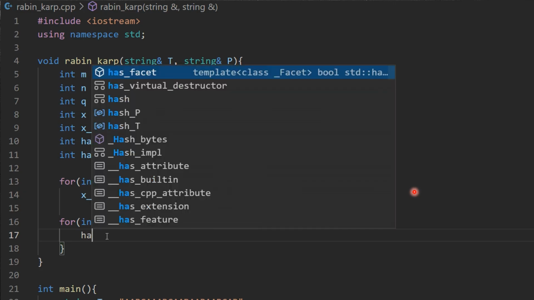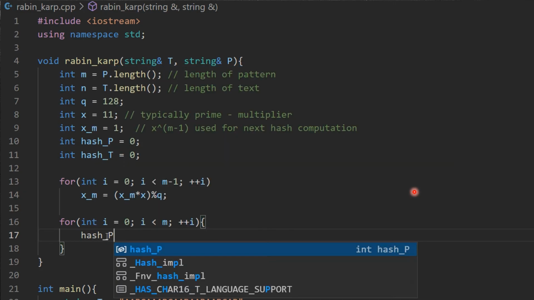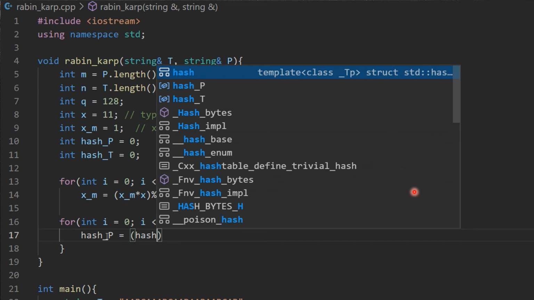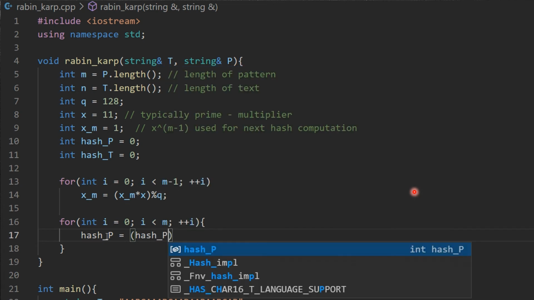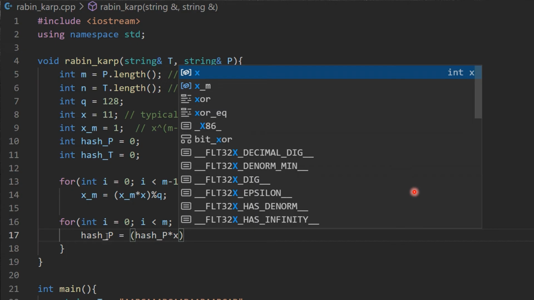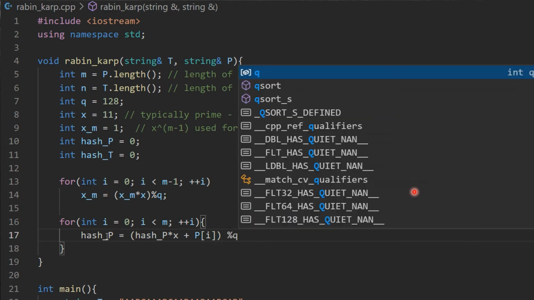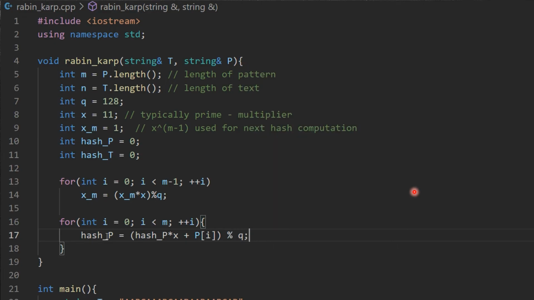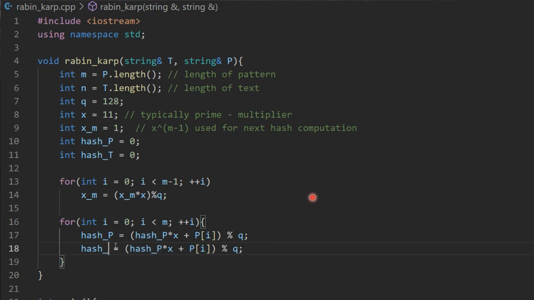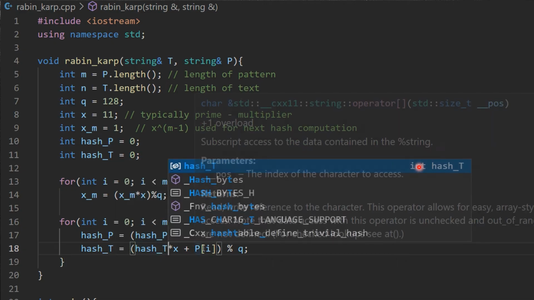So initially we are just calculating the hash of the pattern and the first window of the text. Since both are of length m and similar calculation is required, we can club them together under one loop. So what we do, we multiply by x, add the current character and take modulo. The next time when we multiply this whole thing by x, whatever was x here becomes x square, and so on all the way up to x to the power m minus 1.